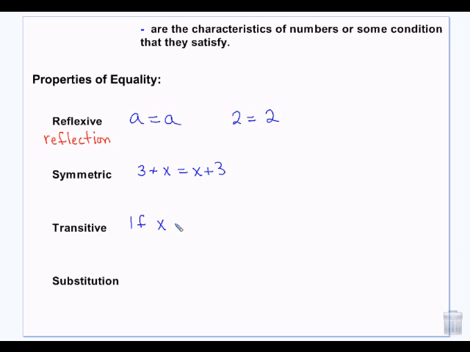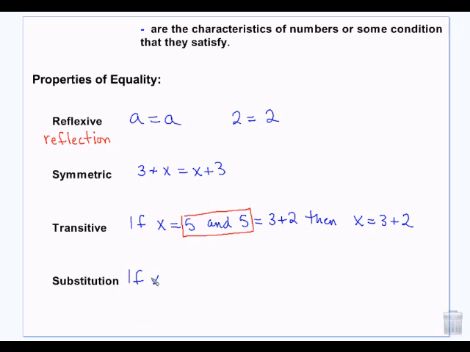If x equals 5 and 5 equals 3 plus 2, then x equals 3 plus 2. Okay, now transitive and substitution look very similar. The difference between transitive and substitution is, do you see how this is 5 and 5 right here? Transitive will have that, 5 and 5, or x and x, or 3 and 3. You get the same thing on either side of the and.